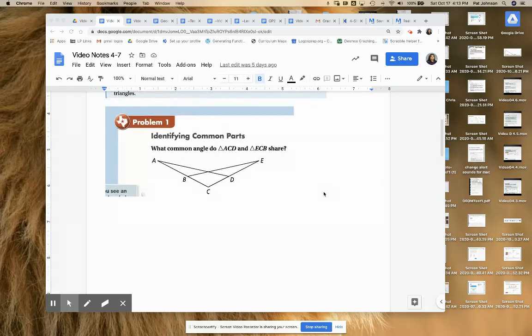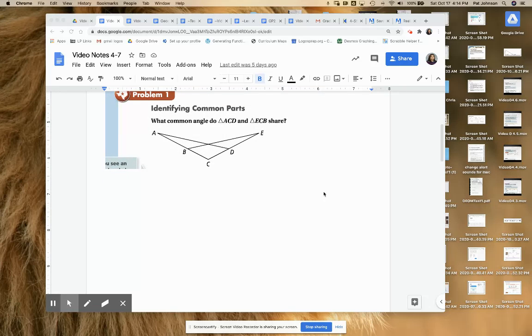So we're going to have to be able to look at them and know how to break them apart and look at them as a whole, because they can get pretty complicated. So let's look at the first one. They just want us to identify what common angles does triangle ACD have versus BCE. If you notice, they share the angle C here.